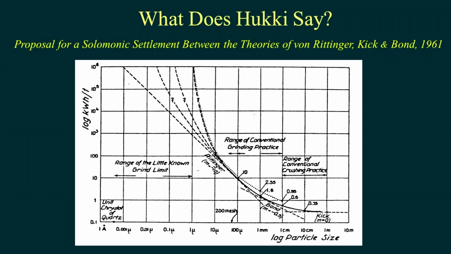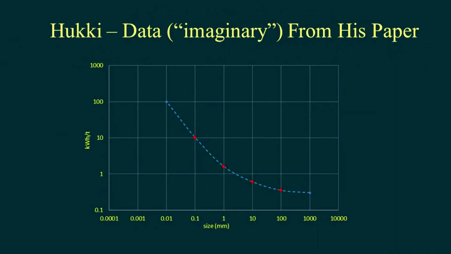Well, Hooky was a little bit naughty, because he gave in his paper four data points for his graph, which are these four there. Now, to give him his due, in his paper, and I quote, he said the data was imaginary. So his graph basically was an imaginary graph as well. But a lot of people have now taken it to be a true graph. These are his four data points.